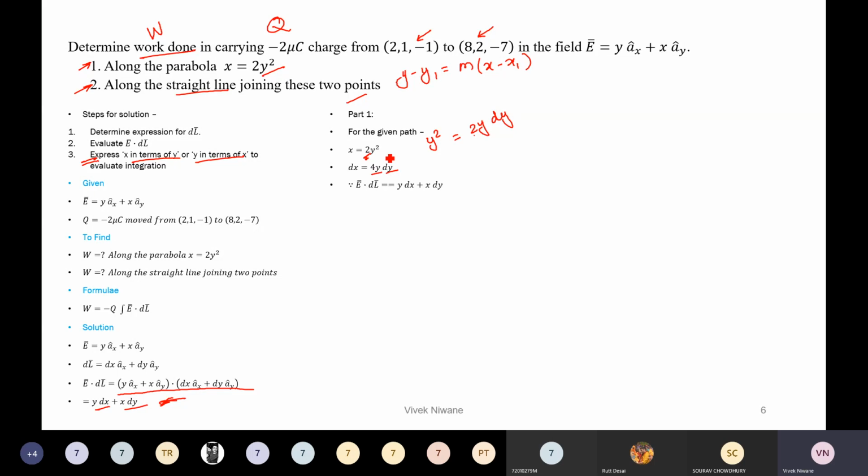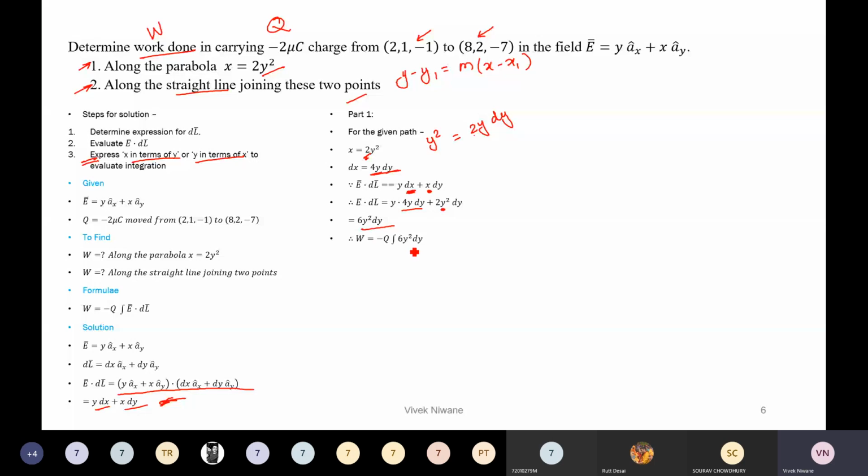Since we have E bar dot dl bar expressed as y dx plus x dy, we can express it by putting dx as 4y dy and x as 2y square. So we have expressed x in terms of y, and now E bar dot dl bar is equal to 6y square dy. This becomes straightforward to solve the integration. So we can say that W is equal to minus q integration 6y square dy.